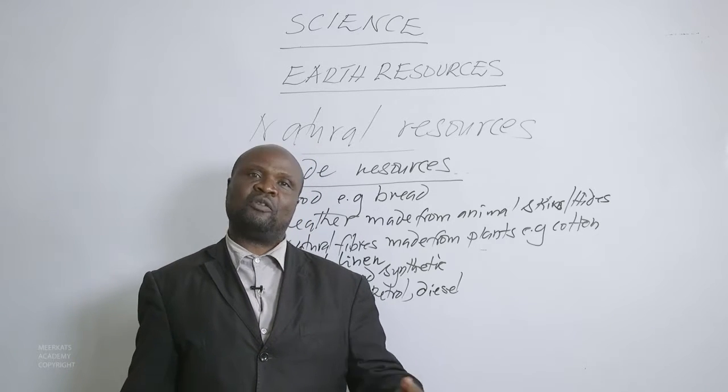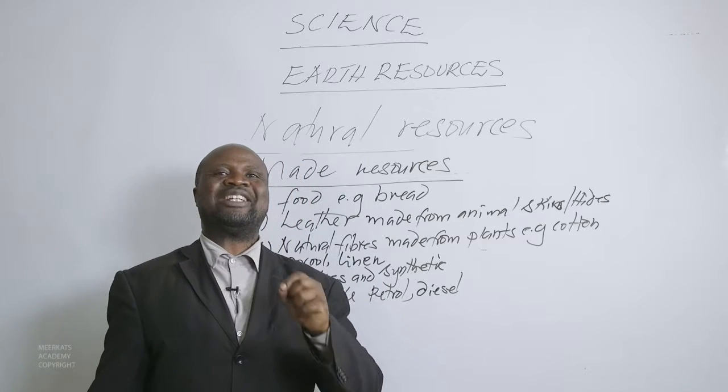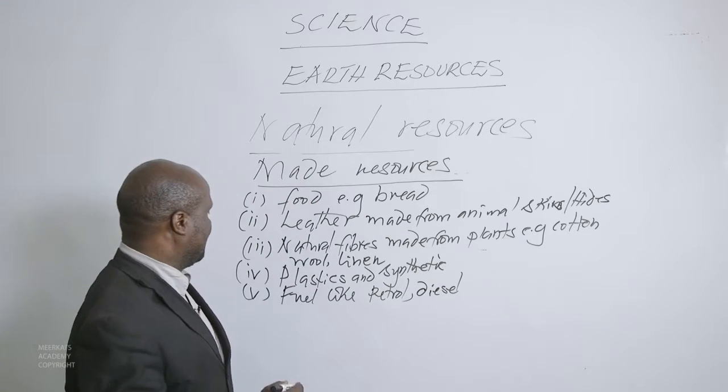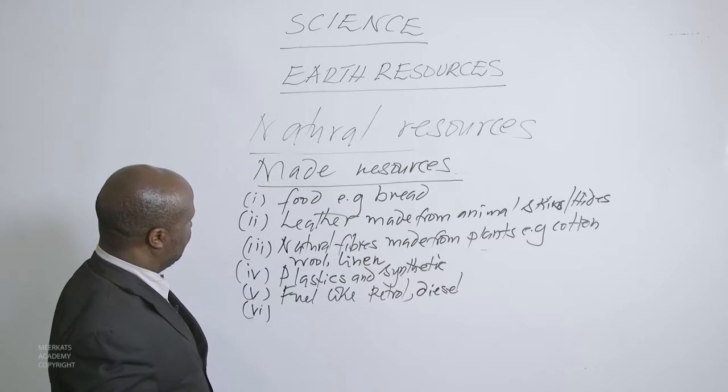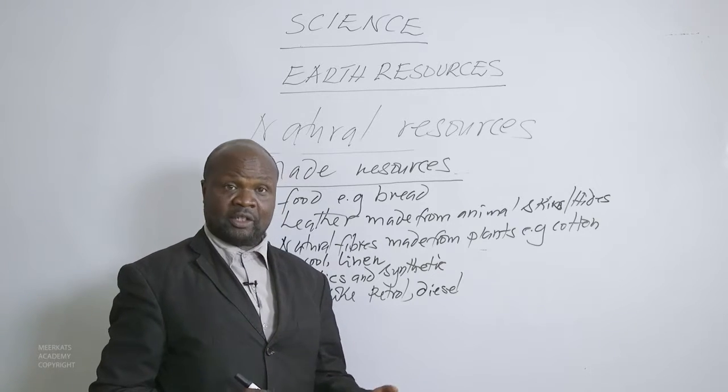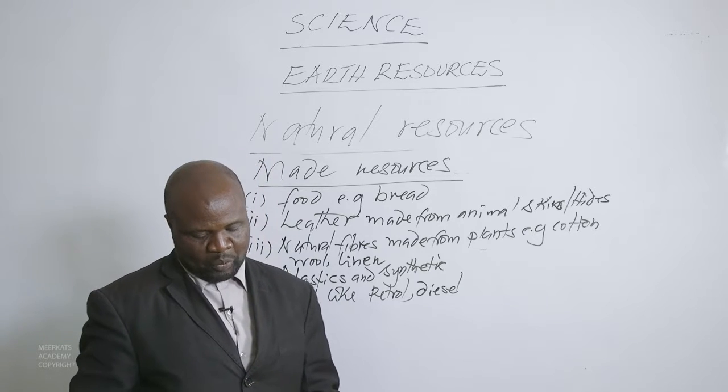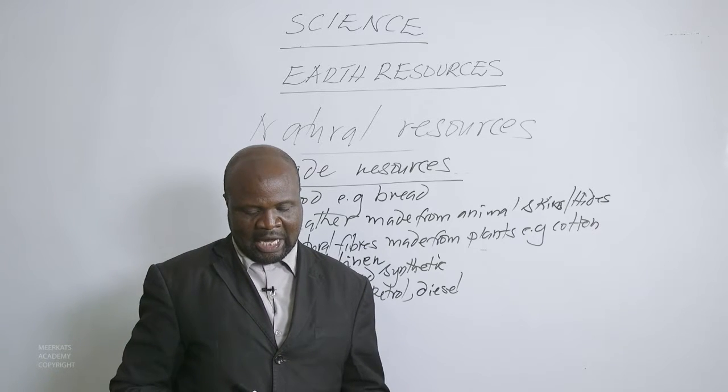We shall use petrol for a number of activities and so forth. So it is a made resource. Fuel is a made resource. We can go to a sixth made resource that is important. We extract it from the natural resources. We have metals such as iron and aluminium.